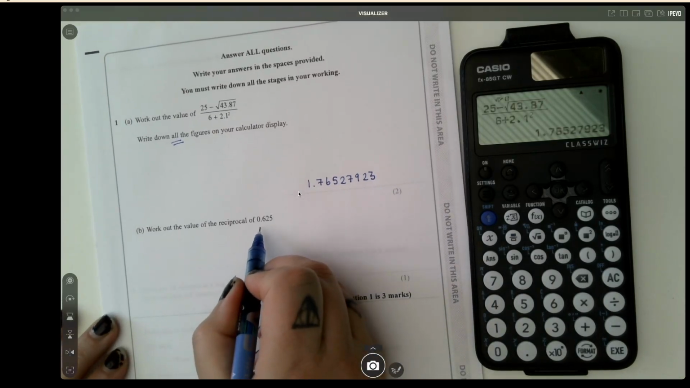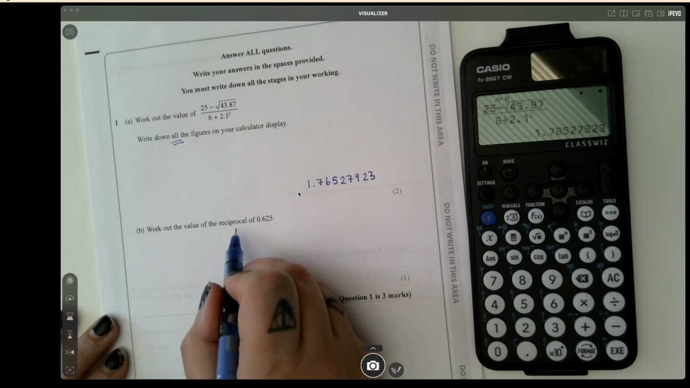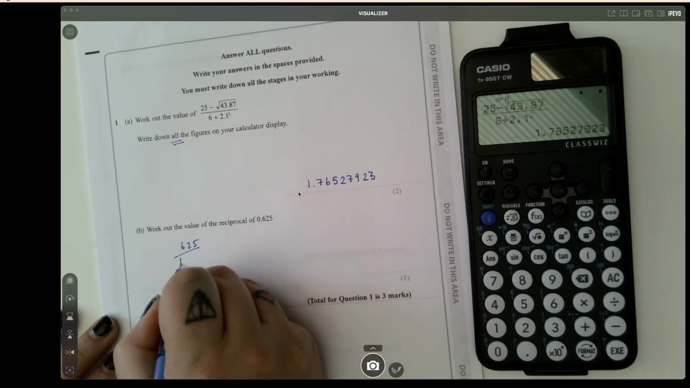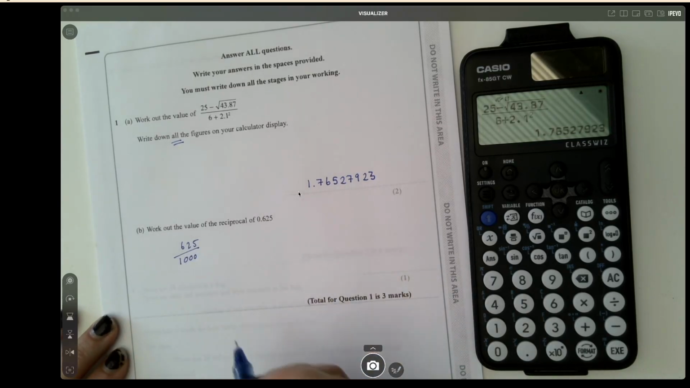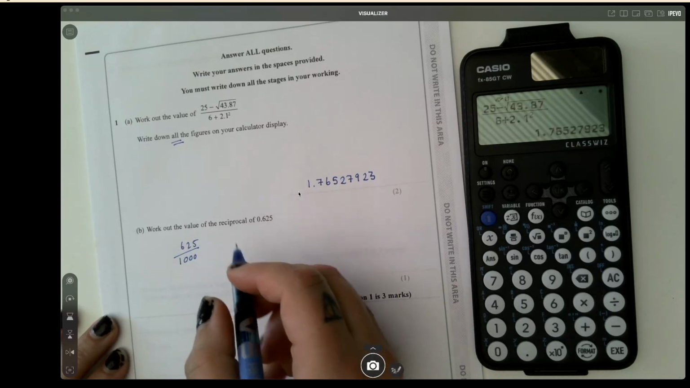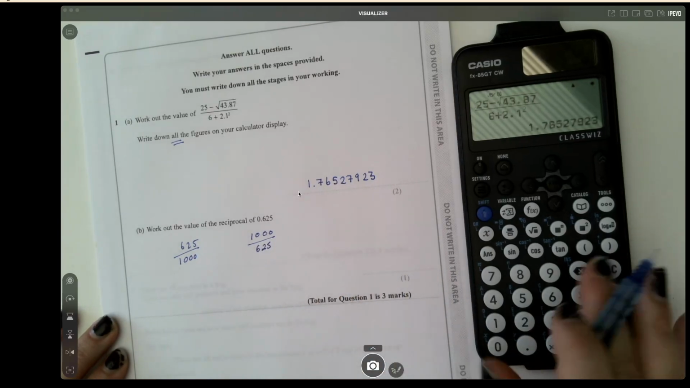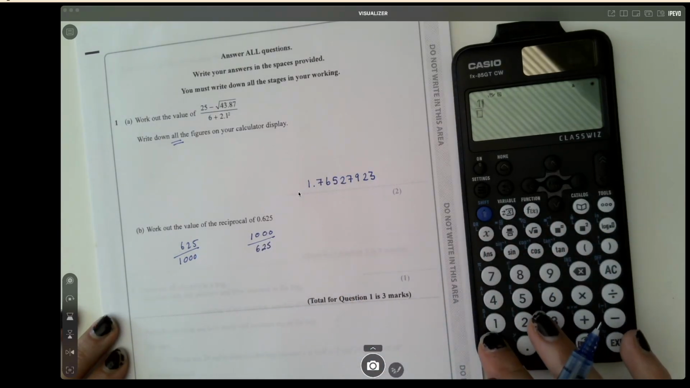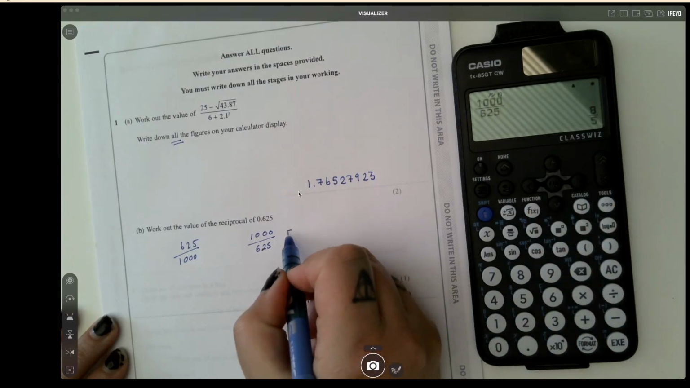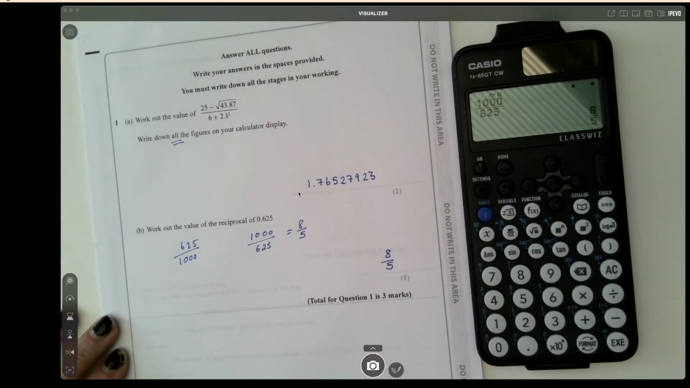Work out the value of the reciprocal of 0.625. So the reciprocal, it's easy to get it in fraction form. So I'm going to write this as 625 over 1000. For the reciprocal, we're going to flip it upside down. It's whatever we would multiply this by to get 1. So the reciprocal is 1000 over 625. But I'm going to want to try and simplify this. So let's put this in our calculator because it's a calculator paper. And that simplifies to 8 over 5. And that's what I'm going to pop on my answer line.